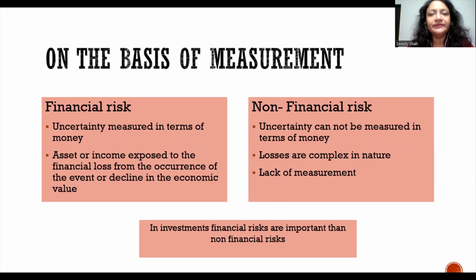One, there is adversity due to the occurrence of an event. It can be the asset or income which is likely to be exposed to a financial loss from the occurrence of an event, or a decline in the economic value of that asset or property. And third, there is a direct relationship between the peril and its cause of losses. Here, all the losses are expected, and you can quantify these losses as your financial risk.